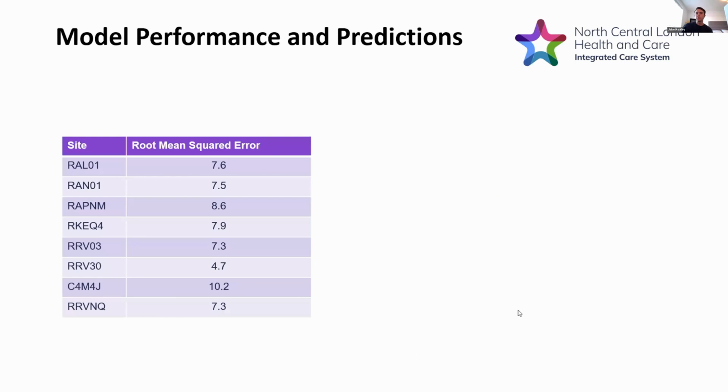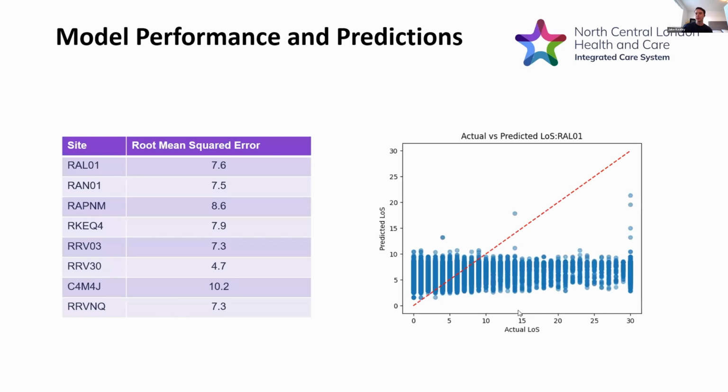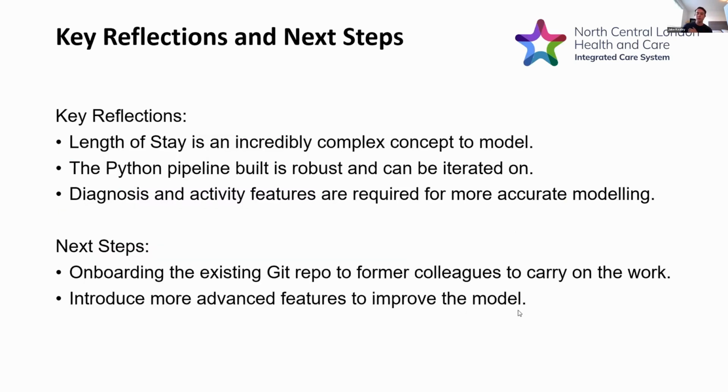Just to talk about some of the performance metrics, I did root mean squared error for all of the site models. The variation here shows it was a good idea to split the different sites into different models because some of the more specialized sites have quite varied root mean squared error. There was also an attempt to plot the actual length of stay against predicted. Ideally, you want the dots to be along the red line, but that's not quite the case here because the model still needs to be improved. So that's something to work on going forward. And then here are some of the key reflections that I had, but I'll end the talk here.